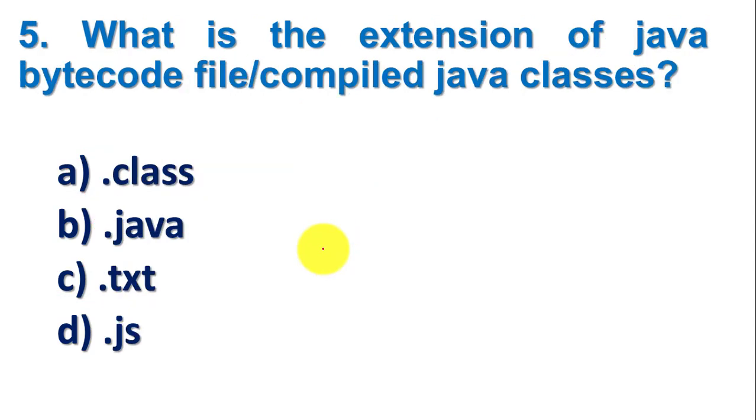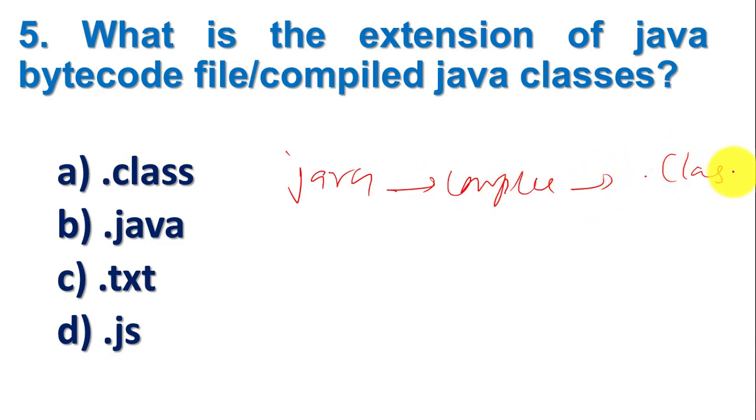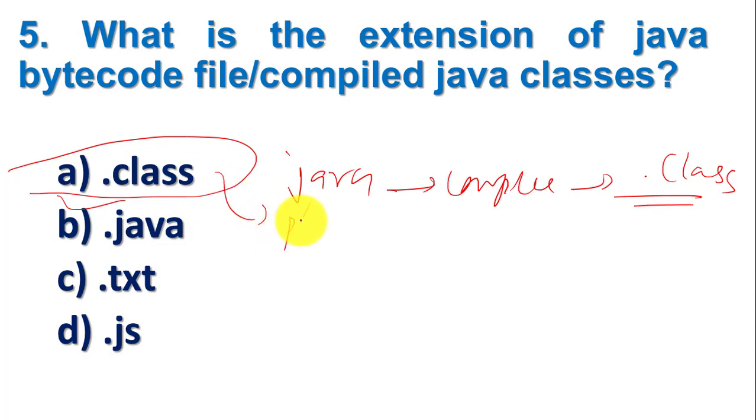Question 5. What is the extension of Java bytecode file or compiled Java classes? I told you already, we have a Java source file, we compile it, and we get a bytecode which has the extension dot class. So here dot class is the right answer. Dot class is a file which is platform independent.